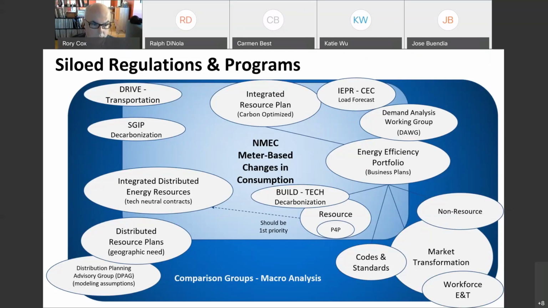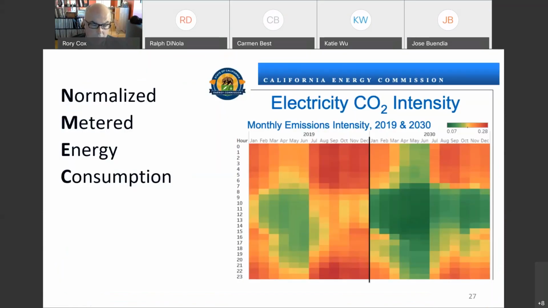crazy quilt. Meter-based quantification or normalized metered energy consumption allows us to understand the impacts of direct interventions, and I'm going to talk more about that in a minute, and use comparison and control groups that are based on meter-based quantification or consumption analytics to understand the system as a whole and conduct macro analysis and other things. Because, next slide, please, it's this carbon intensity that we really want to be focusing on.